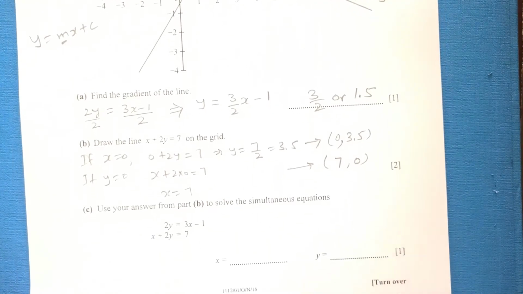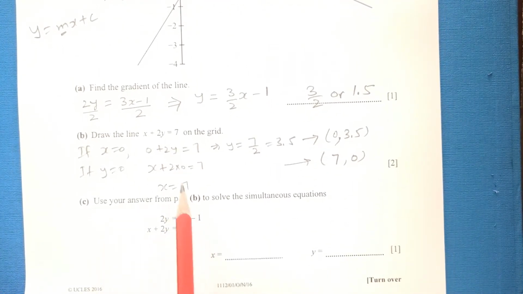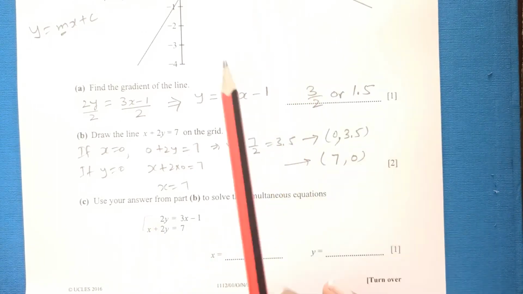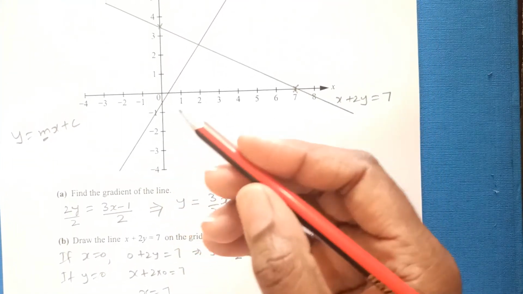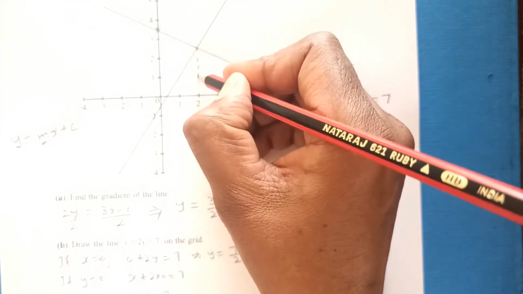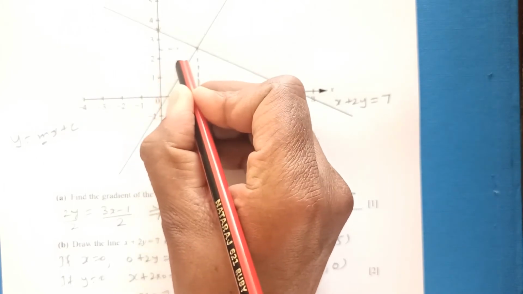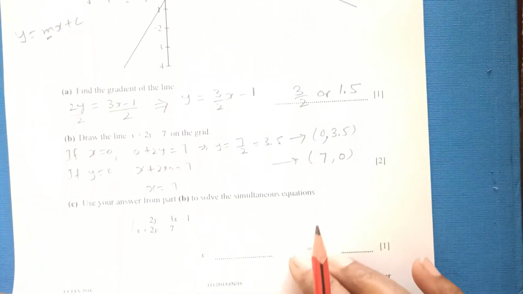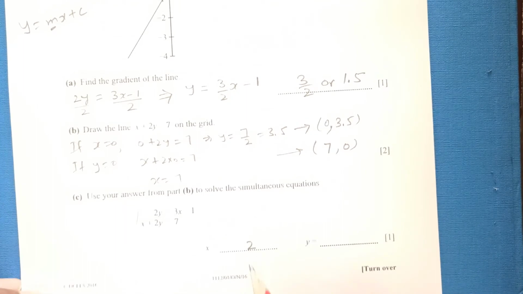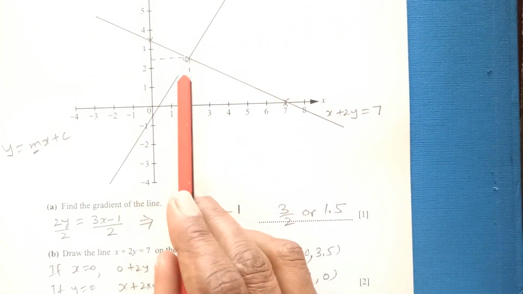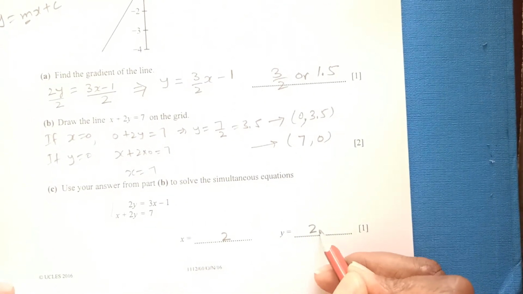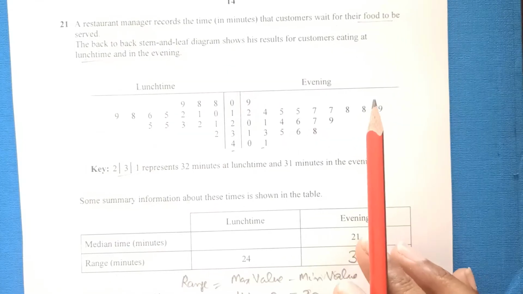Now the next question is, use your answer from part B to solve the simultaneous equations. So we are given these two equations. One was already given, the second we have plotted. So the point of intersection will be the solution. We take this value as x and this as y. So x is 2, and y along this side is 2.5, between 2 and 3. So y is 2.5.